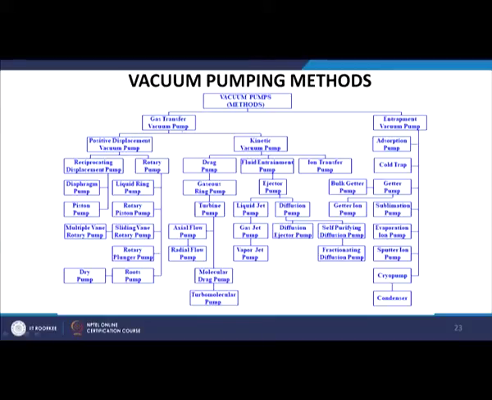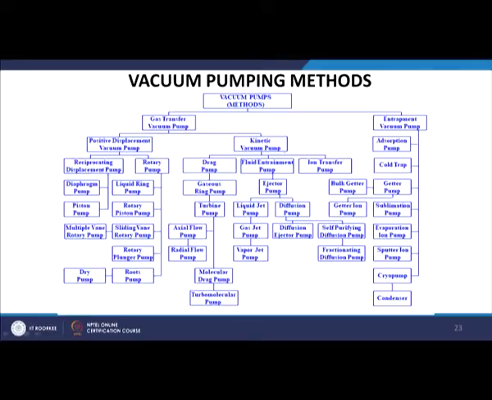Now, gas transfer vacuum pumps can be positive displacement vacuum pumps or kinetic vacuum pumps. Positive displacement vacuum pumps can be reciprocating displacement pumps and rotary pumps. The reciprocating displacement pumps are further classified as diaphragm pump and piston pump, and the rotary pumps are liquid ring pump, rotary piston pump, sliding vane rotary pump, rotary plunger pump and roots pump. There is also the dry pump, and the multiple vane rotary pump.